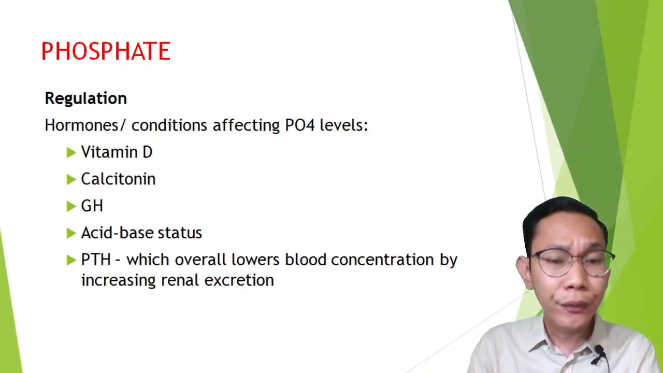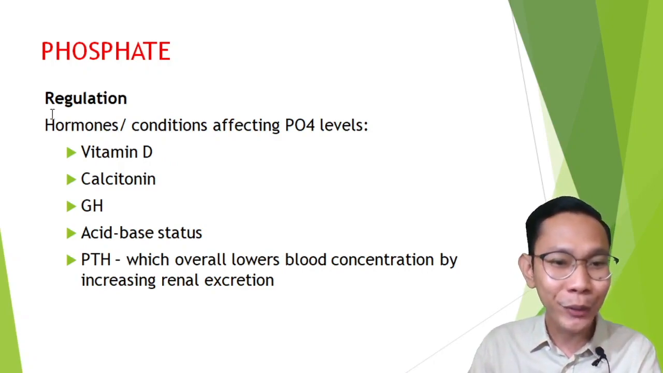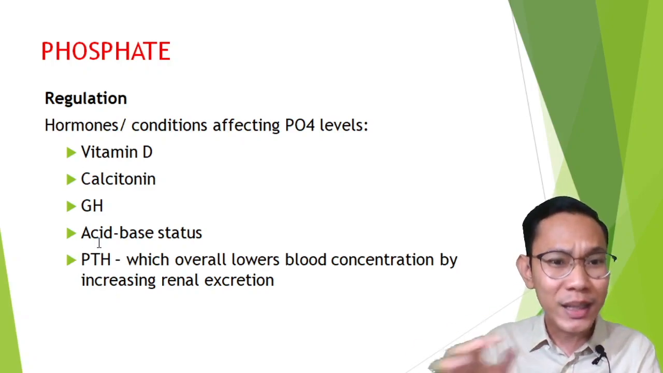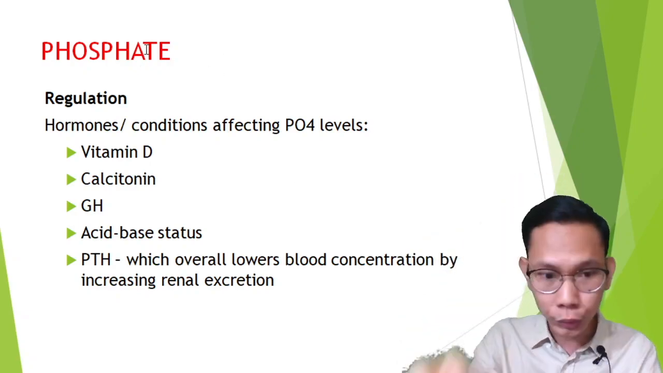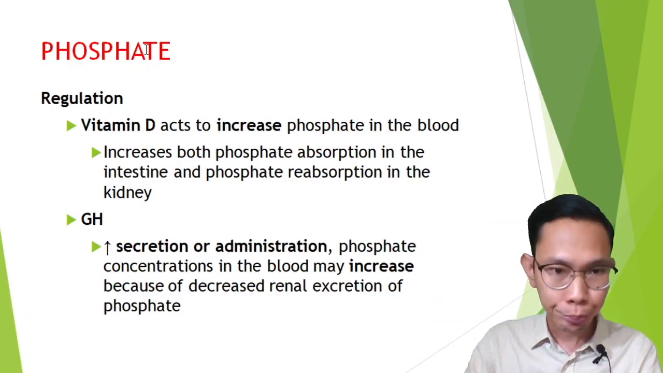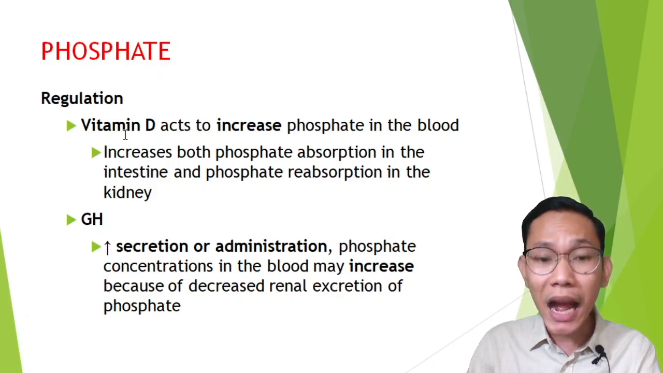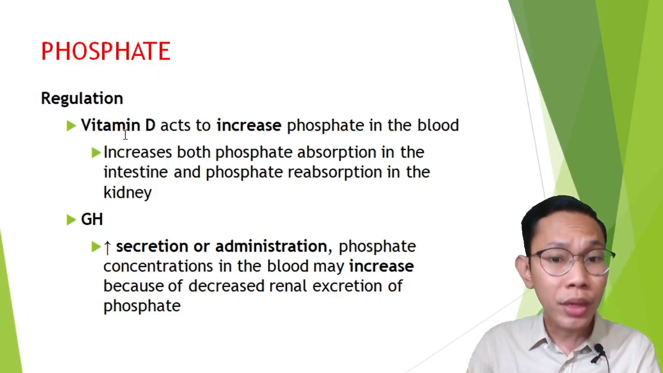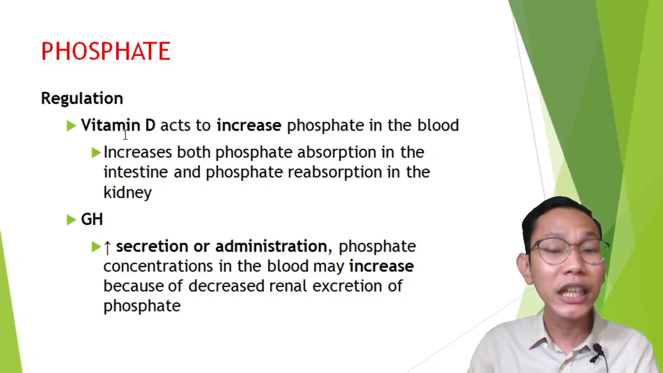So these are the different hormones or conditions affecting your phosphate level. Again, remember your vitamin D, your calcitonin, your parathyroid hormone, that is one involved in your calcium homeostasis. We already discussed what will happen to your phosphate level. But Doc, how about your growth hormone? Check natin. Again, for the regulation of your phosphates, your vitamin D acts to increase the phosphate in the blood. So it increases both phosphate absorption in the intestine and phosphate reabsorption in your kidney.